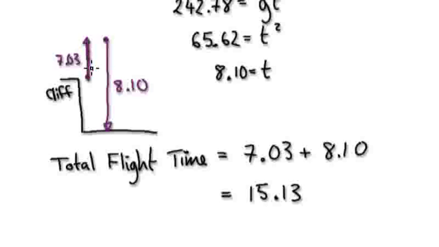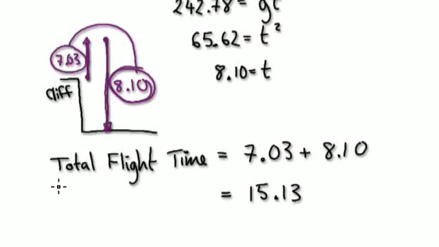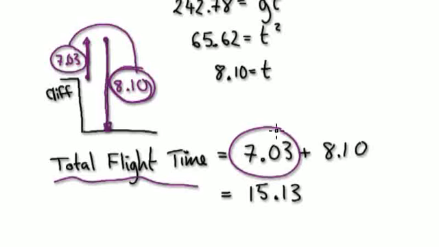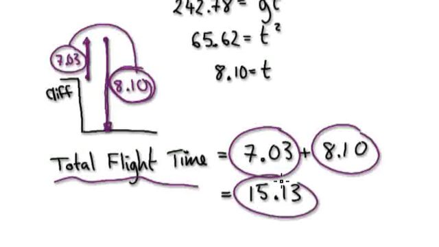Okay, so we know the time it takes to get to the maximum height, which is this. We know the time it takes to free fall back to this level here, which is this one here. So the total flight time will be these two added together. So total flight time is this plus this equals this. Okay, so this is your final answer, the total flight time.